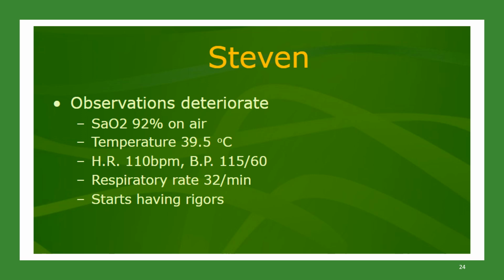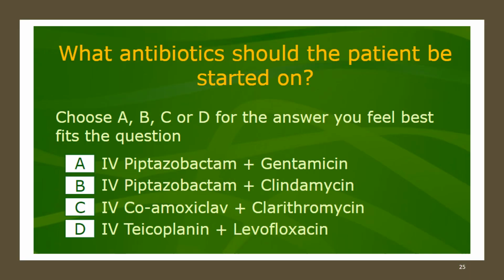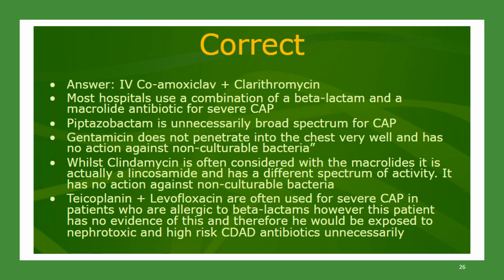It was observed that the saturation decreased, temperature increased, heart rate was increasing, respiratory rate was increasing, and the patient was having rigors. Now, what will be the antibiotic that will be started as empirical therapy? These are the four options. IV co-amoxiclav and clarithromycin. Most hospitals use a combination of a beta-lactam and a macrolide antibiotic.